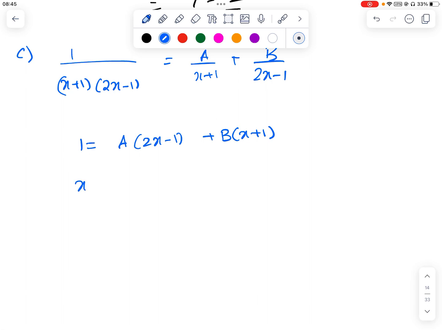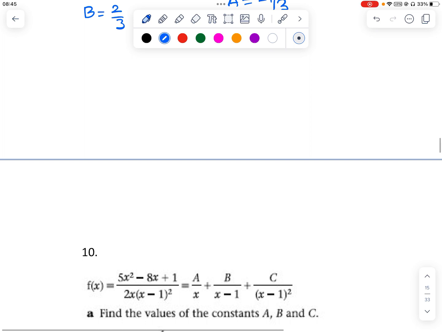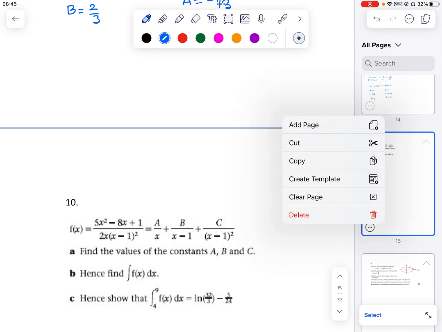So now x equals 1 upon 2. When x equals 1 upon 2, 1 equals b times 3 upon 2. So b equals 2 upon 3. Then x equals negative 1. 1 equals a times negative 3. So a equals negative 1 upon 3. So what will the integration become now? Let me start a new page.